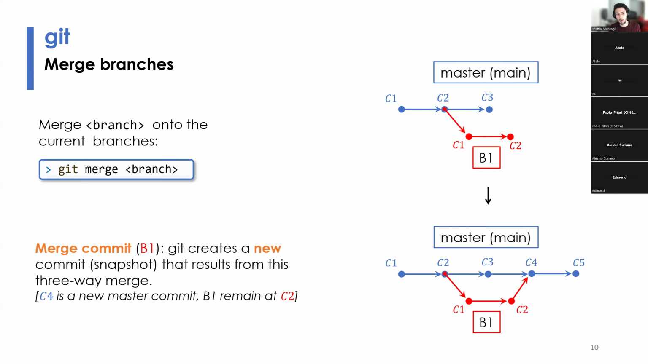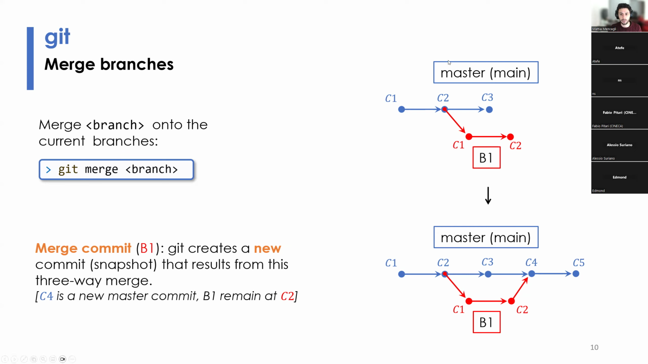the git merge command. Remember that git merge is used in this fashion and will merge the branch you choose onto the current branch you currently are on. There's a lot of types of merges. Let's see the two most important, starting from the merge commit, that will create a new commit snapshot that results from this three-way merge. Let's understand this sentence.